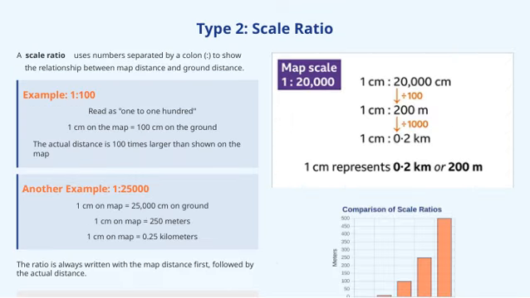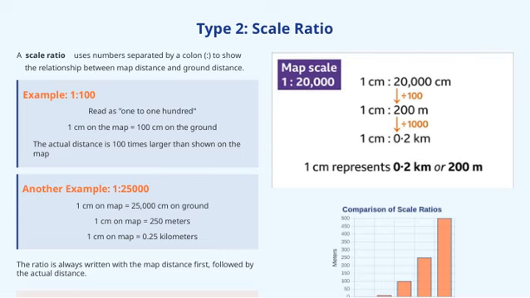Now let's talk about the scale ratio, which is a way to show the relationship between the distance on a map and the actual ground distance. It uses numbers separated by a colon, like 1:100. The first number represents the map measurement, and the second shows the real-world measurement. For example, if you see 1:100, it means 1 centimeter on the map equals 100 centimeters on the ground. So, the actual distance is 100 times larger than what you see on the map.